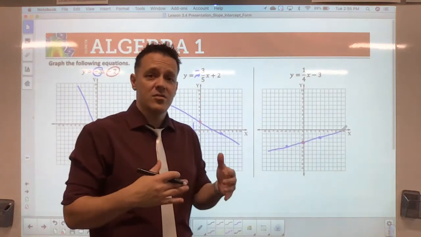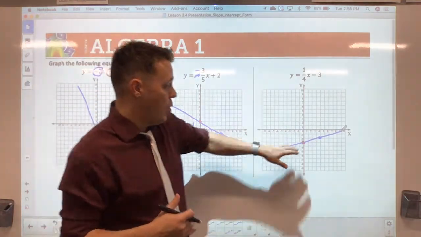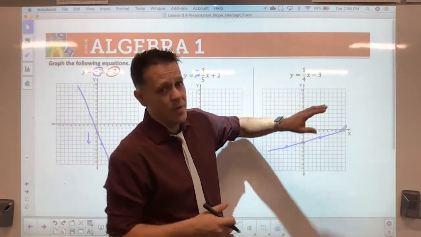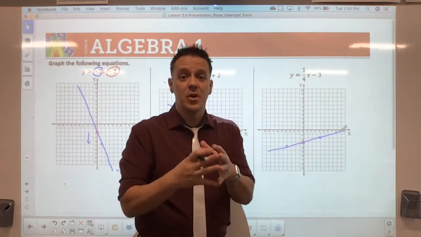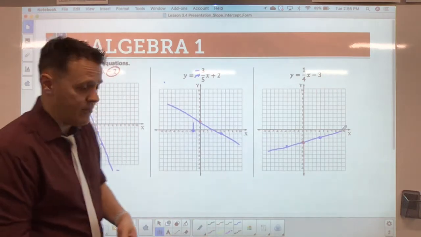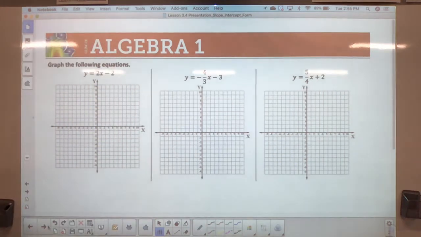Make sure you understand what we're looking at here: your y-intercept and then your slope. You've learned all about the slope. You've learned now about the y-intercept. Put them together to create the graph. Your turn.